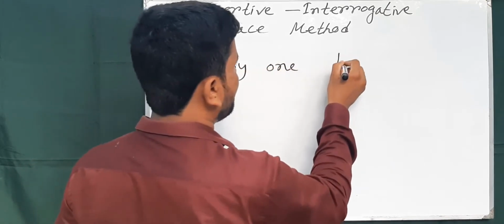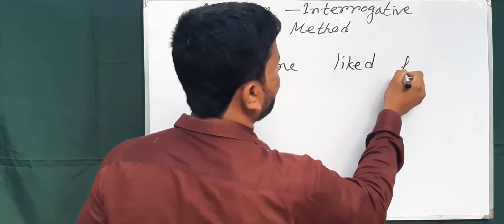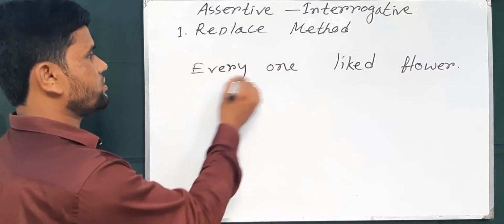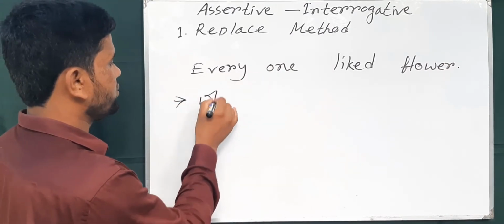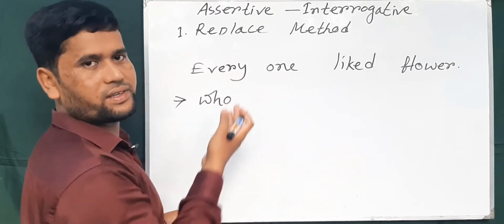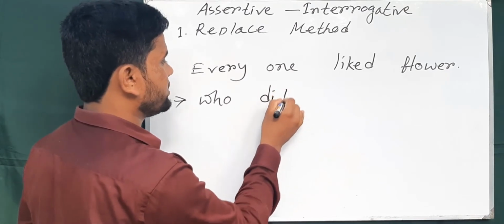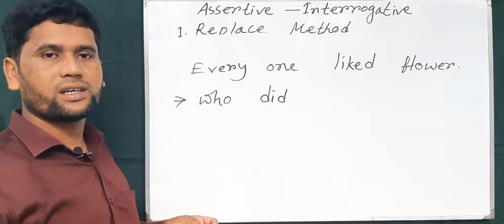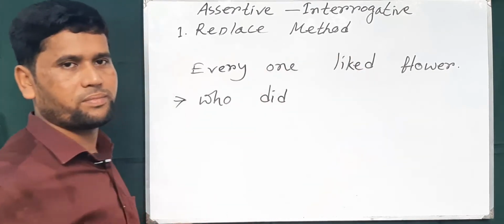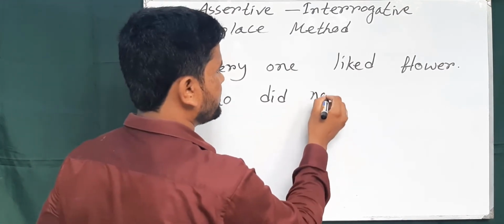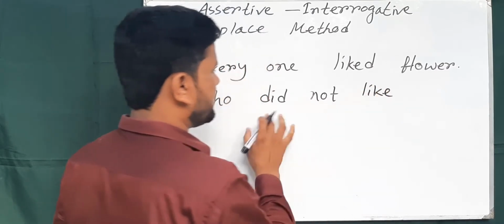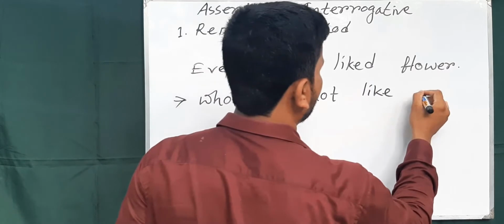Everyone liked flower. So here you find everyone, then you must use who. Then the verb is first form, it's first indefinite tense, so you must use did. But before I use does, as I find present form of verb. So here I find first form of verb, so I use did plus not. And you must use base form of verb after do not, does not or did not, like flower.